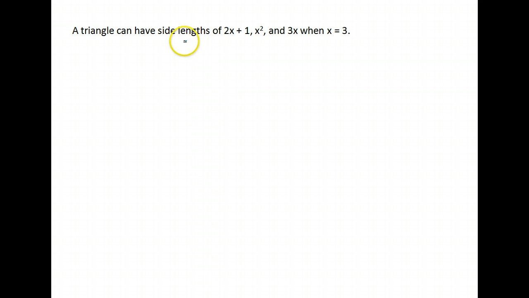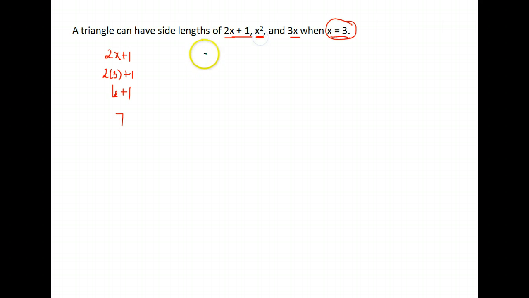Okay, next, a triangle can have lengths 2x plus 1, x squared, and 3x when x is 3. So again, the first thing we have to do is find out what numbers we're dealing with. Okay, so we have the side 2x plus 1. We're told that x is 3, so we replace the x with a 3 and figure out what number we're working with. 2 times 3 is 6, and 6 plus 1 is 7. So our first side is length 7.